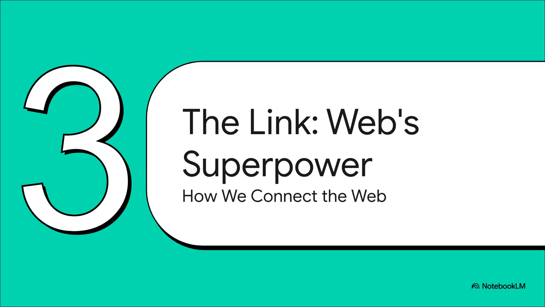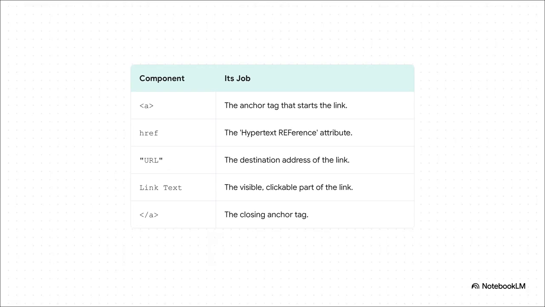Okay, now let's talk about the single feature that turns a bunch of documents into a true web, the hyperlink. This simple little innovation is the engine of the internet. It connects a whole universe of information with just a single click. It's incredible. So how does a link actually work under the hood? It all starts with what's called an anchor tag, that little A. The most important part, though, is the href.